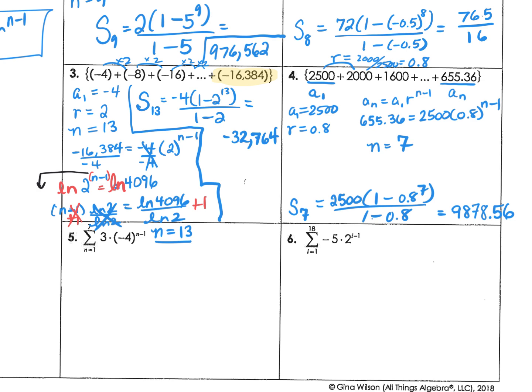Is there an issue, Nick? Do you not get n equals 7? You need to work out the in-between steps. Okay. So the first thing you had to do was divide by 2,500 on both sides. Okay, so you get 0.8 to the n minus 1 power equals 655.36.